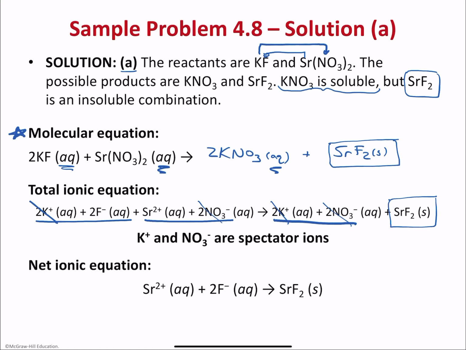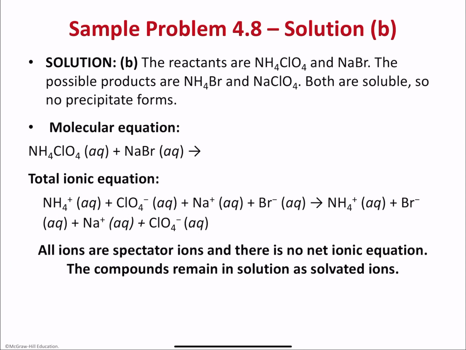So what am I left over with in my net ionic equation? I'm left over with the strontium ion plus the fluoride ion, and then I produce my strontium fluoride, and that is shown in this equation here. So there's my net ionic equation. Let's take a look at the next example. I'll go over this one a little faster.